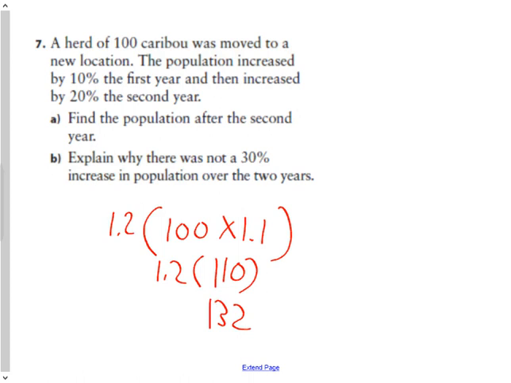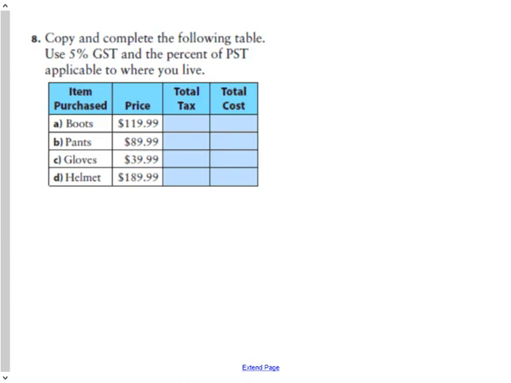Say again. That is true. That's only because it was 100, though. If it wasn't 100, that wouldn't have worked. Yeah, okay. That is true.